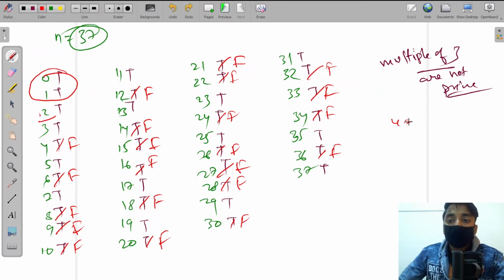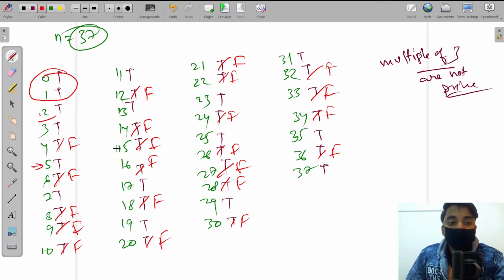4 is a multiple of 2. So this means the multiples of 4 are also the multiples of 2. So all the numbers which are multiples of 2 are already unmarked. So when we get any number that is false, we do not need to iterate over the multiples of that number. So it will go to the next.